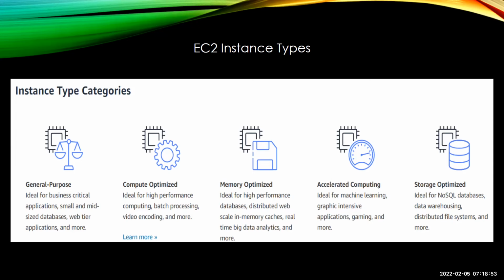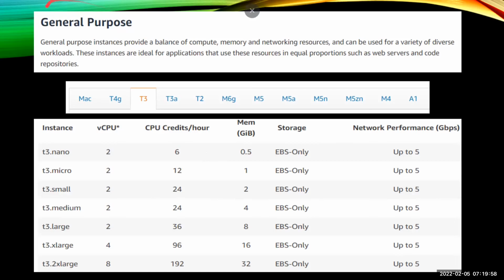Amazon is giving us varieties of things here. The first thing is general purpose. If we see in general purpose, so many things came here: T3, T4G, Mac, T3A, T2, M6G. First thing, we no need to remember these names. We just need to remember what is the meaning of general purpose instances and what categories are involved. Like T categories, this is T, M, A and Mac, these 4 categories basically.